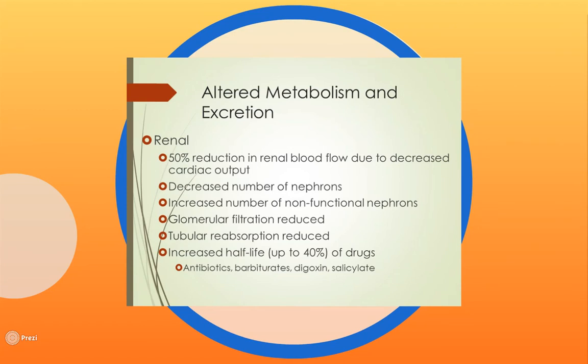Altered metabolism and excretion. The kidneys have that 50% reduction in blood flow due to the decreased cardiac output. That's a huge difference in renal blood flow. We also have lost quite a number of neurons. We'll have increased non-functioning neurons. We talked about the glomerular filtration rate and how that's reduced. So what this all comes down to is at the bottom: our half-life of drugs is increased up to 40%.